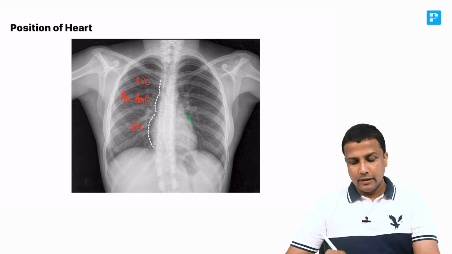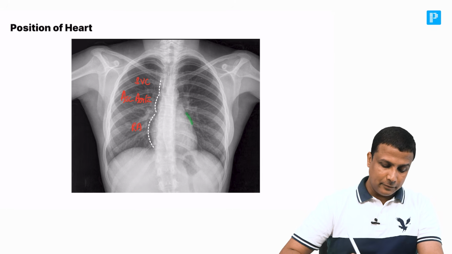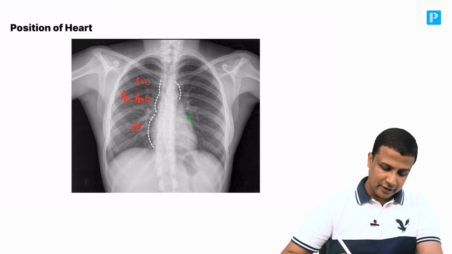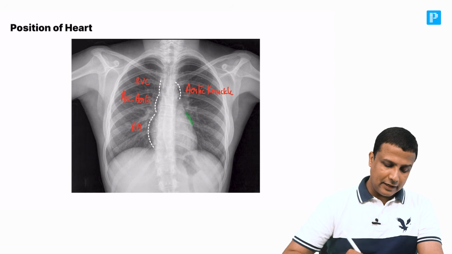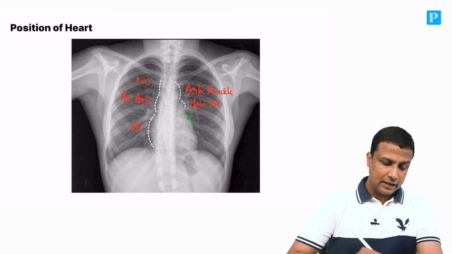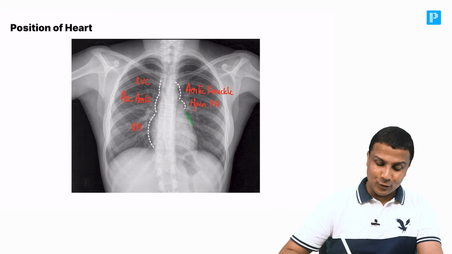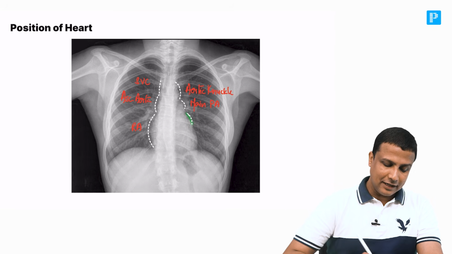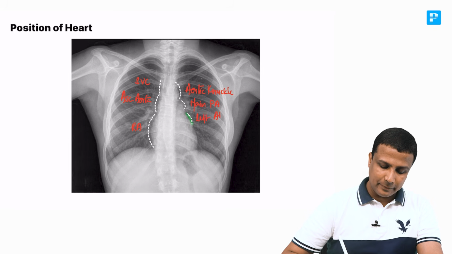Perfect. Now similarly on the other side, you will be able to appreciate that the aorta is going to take a turn here, and that is going to represent the aortic knuckle. We'll call it as aortic knuckle. Followed by that, you will be able to appreciate the pulmonary artery. That one here will be the main pulmonary artery. Okay. And then the one which I told you, the ear-like projection over here, that one will be referred to as the left atrial appendage.